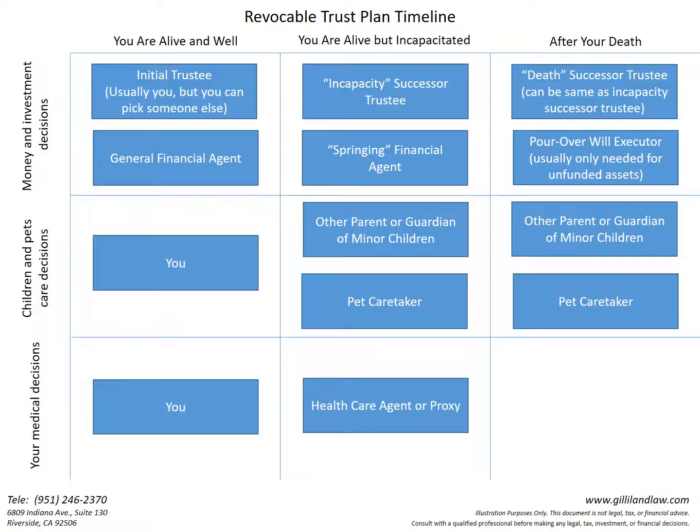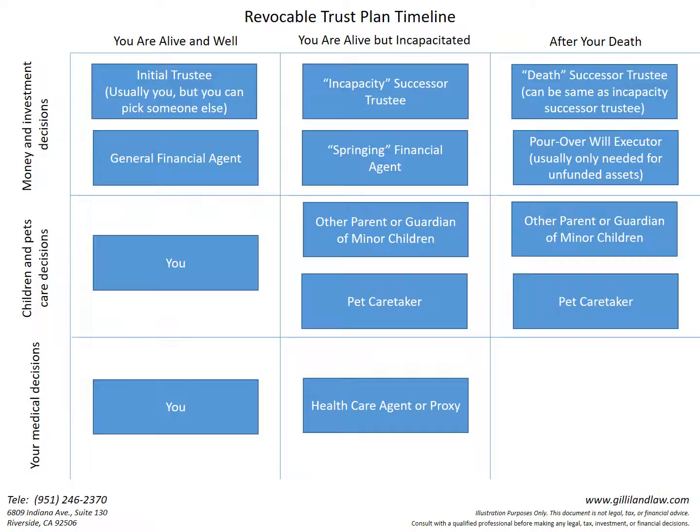Okay? Now we get down to that middle box: who makes decisions for children and pet care? The other parent can, or the guardian of minor children. You can also have what's called a pet caretaker. What that means, again, is we're appointing somebody to make decisions. Now, for the most part, most people become incapacitated when their children are adults. Okay? It's very rare that you become incapacitated when your children are still minors, but it can happen. So if it can happen, we might as well prepare for it. And the same with a pet caretaker.